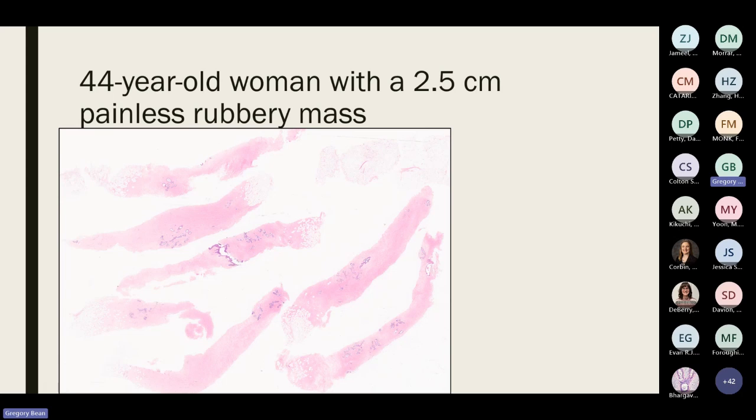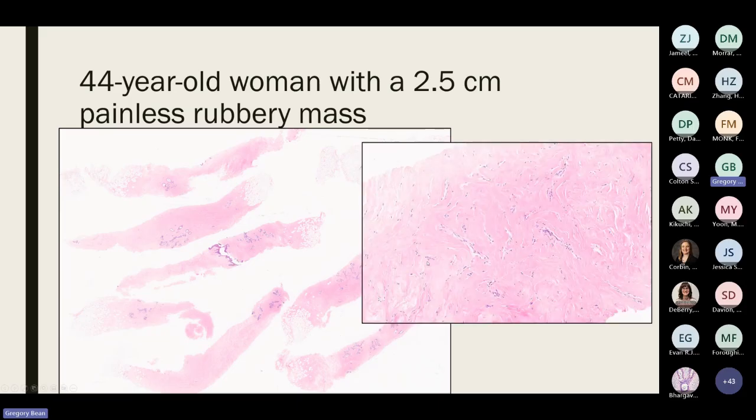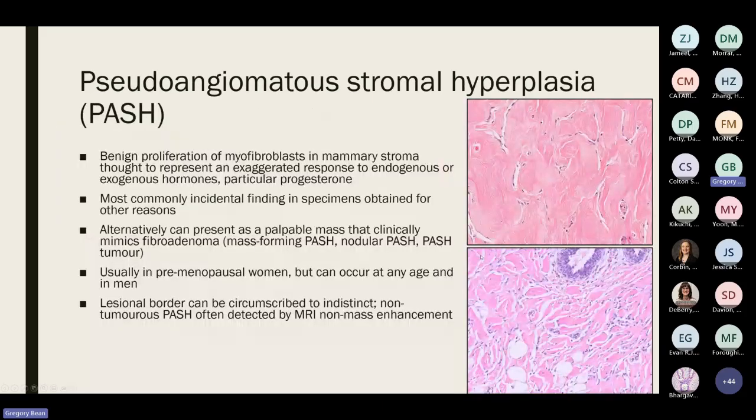This is a 44-year-old woman with a 2.5 centimeter painless rubbery mass. You can see core biopsies of a lot of fibrostroma with some benign looking epithelium present. When you look at higher power, you can find these areas with slit-like spaces lined by these bland, flat spindle cells. Don't see any red blood cells within the channels themselves. And this is PASH. Of course, in a breast spindle cell lesion lecture, we're going to talk about PASH. It's definitely the most frequent and common spindle cell lesion of the breast that you see.